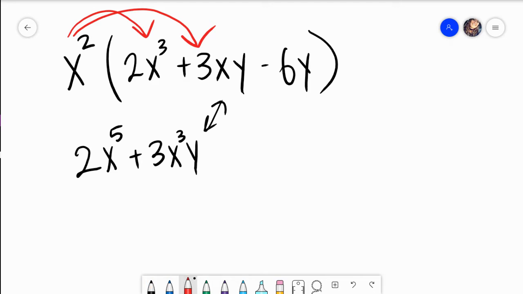Then lastly, we have our x squared times a negative 6y. 6 times 1 is 6. Signs are different, so it's negative. X squared times y is just x squared y.